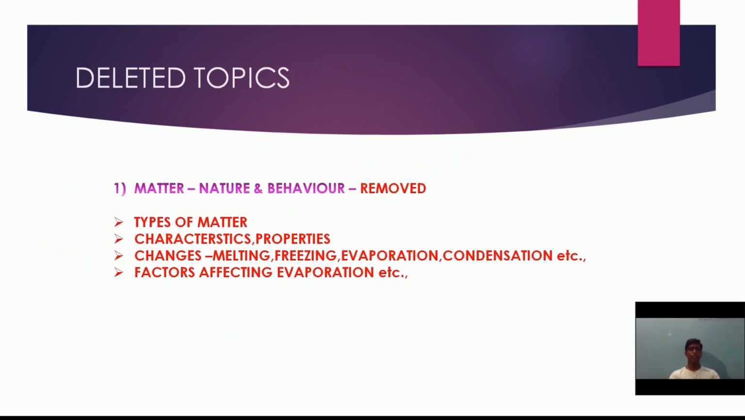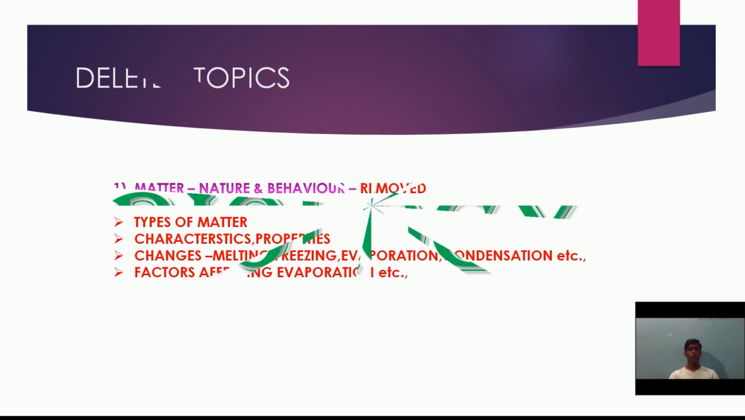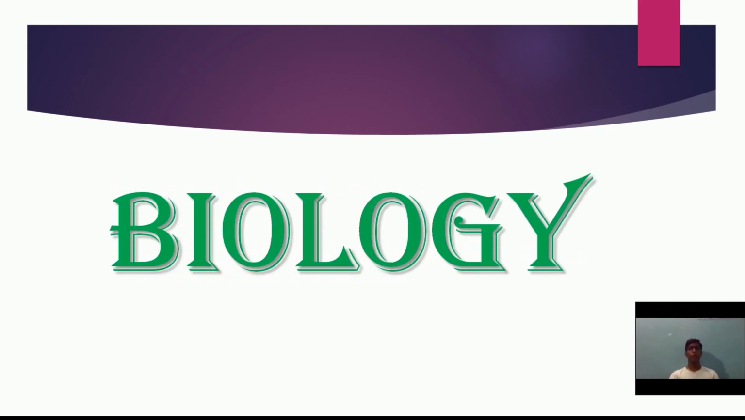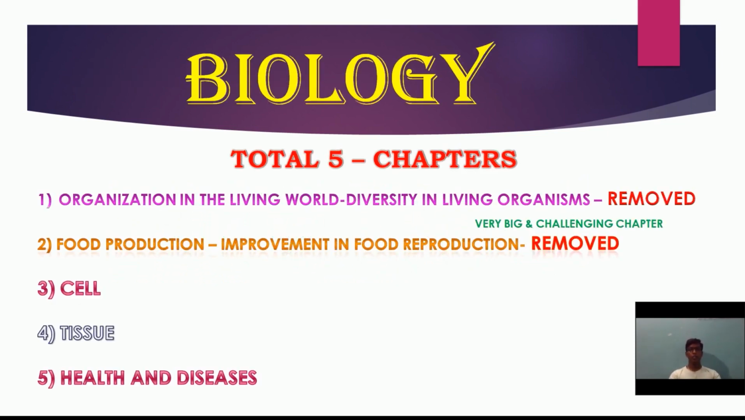Next, see here. What are the topics that have been removed from that chapter? Types of matter, its characteristics, properties. Next, changes like melting, freezing, evaporation, condensation, etc. All that we have learned already. We learn in Matter, but now it has been removed by the CBSE board. Next, factors affecting evaporation, etc. So all these topics have been removed from the chemistry.